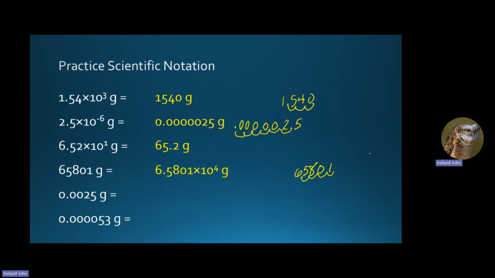Next one, value is less than 1, right? Value is less than 1, so I would have my lovely little value, and I need to move it right there. So it's going to be 1, 2, 3. So that becomes 2.5 times 10 to the minus 3. And our last one, same principle, right? I need to move it 1, 2, 3, 4, 5 positions. So 5.3 times 10 to the minus 5.